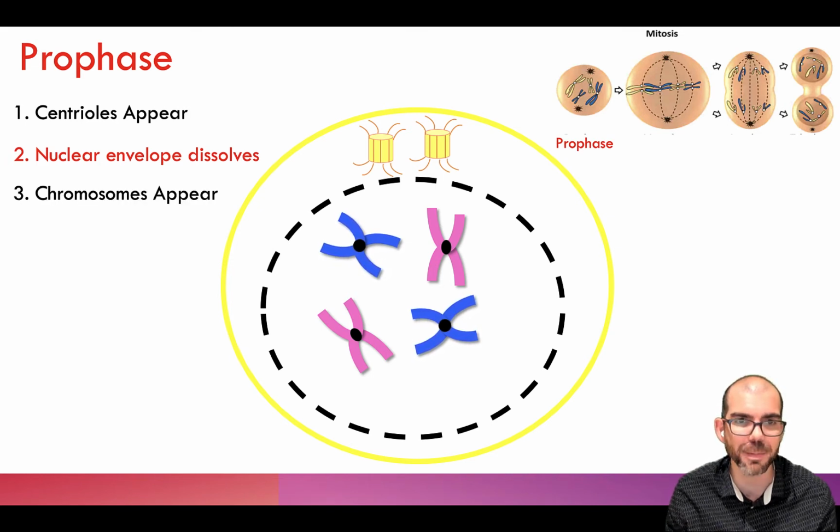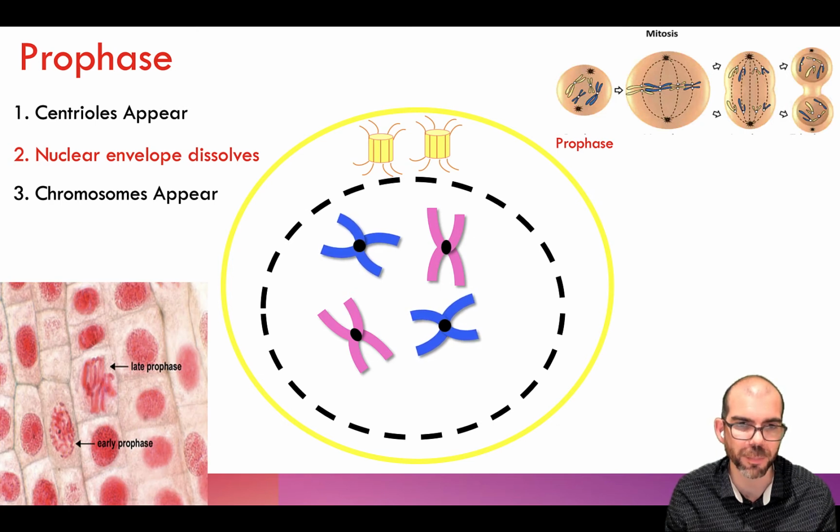And the last thing that happens is chromosomes appear. That chromatin is going to begin forming into chromatids and chromosomes. If you were to look at a real cell undergoing prophase, this is what it would look like. You're able to actually see with the microscope all of the chromosomes begin to appear and the nucleus dissolving.